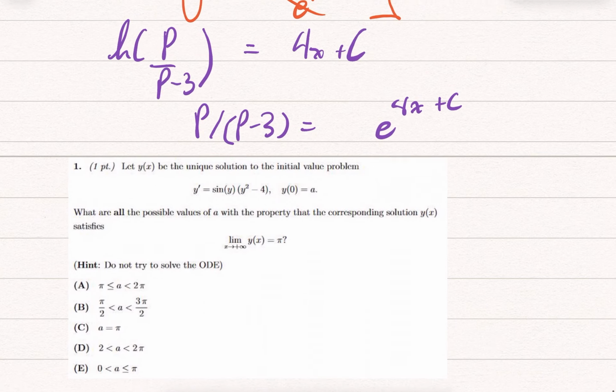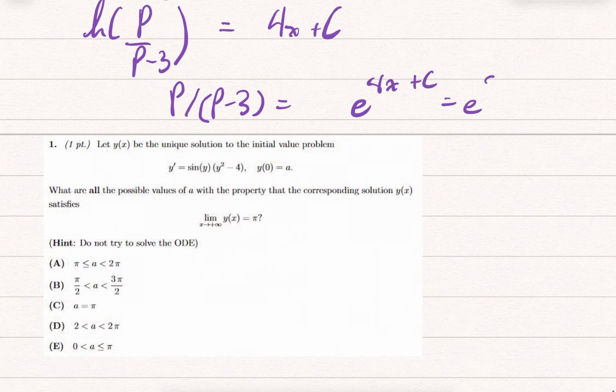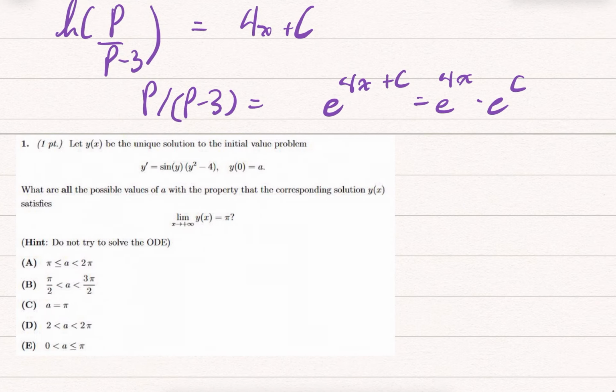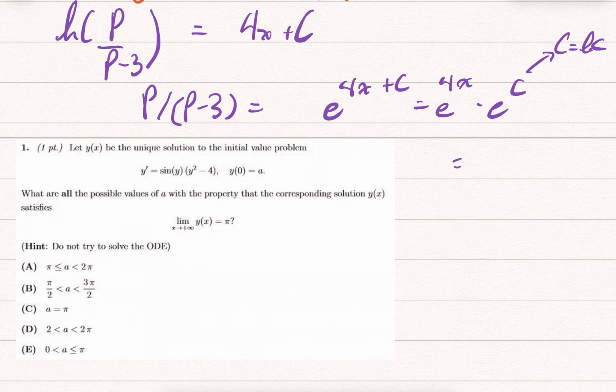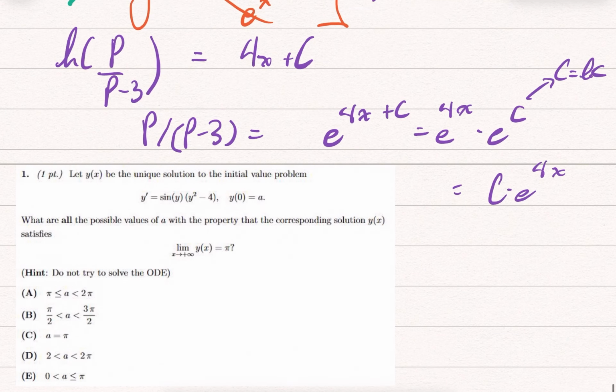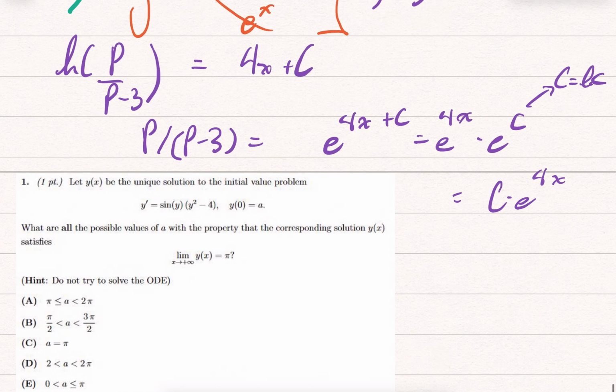It is e to the 4x plus c, right? This equals e to the 4x times e to the c, and in this case you're basically setting e to the c equal to a new constant C. Okay, and that way it comes down and it's multiplication now. So that's what's basically happening there, but just get used to going from this to this to save your time.